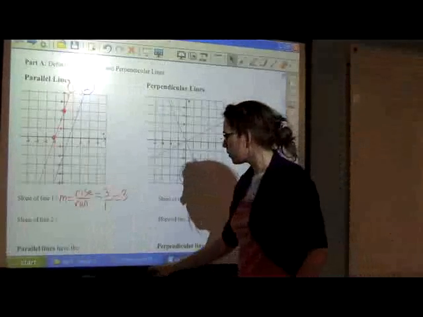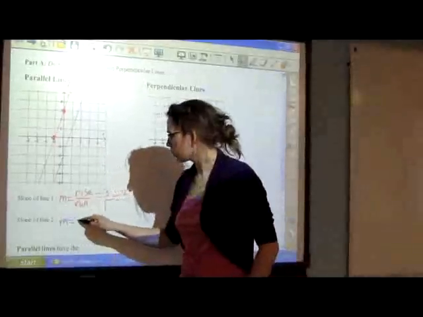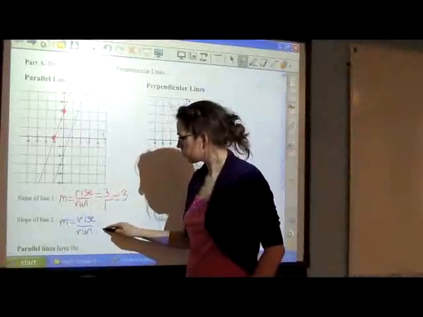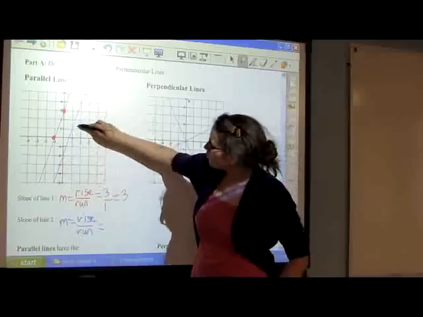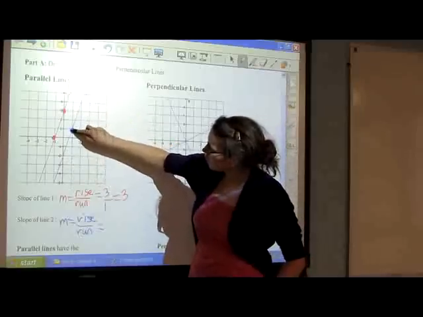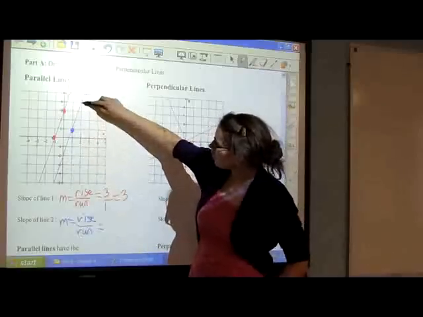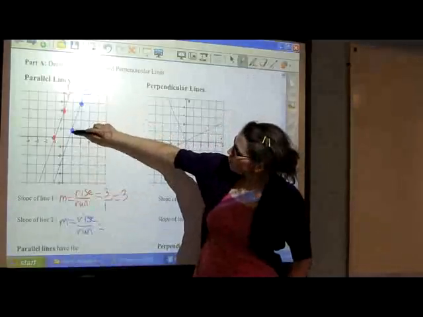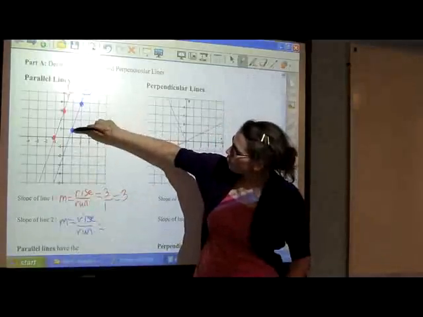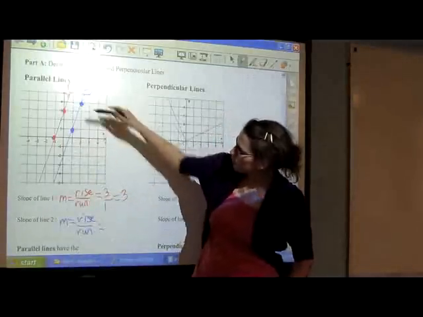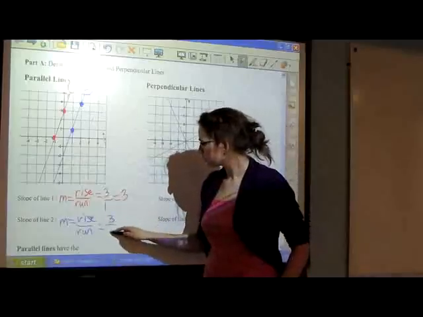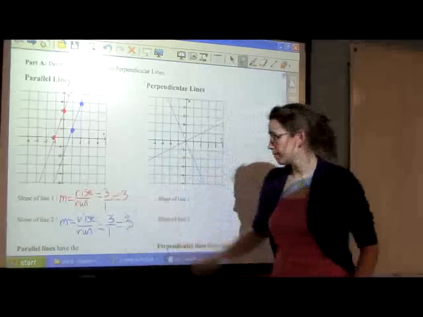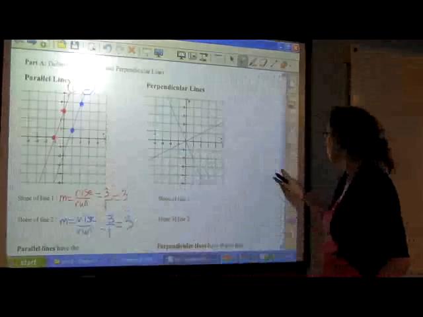To get my slope of line 2, I'm going to work through the exact same procedure. Picking two nice points, I have one here at 1, 1, and I have one here at 2, 4. So to go from point 1, 1 to point 2, 4, I have to go up 3 boxes and over 1. So the slope of the first line is 3. The slope of my second line is 3.